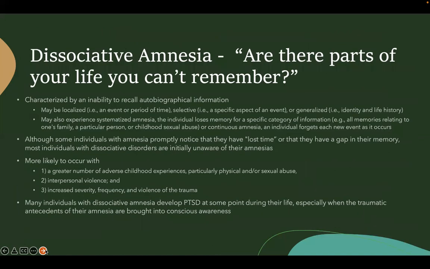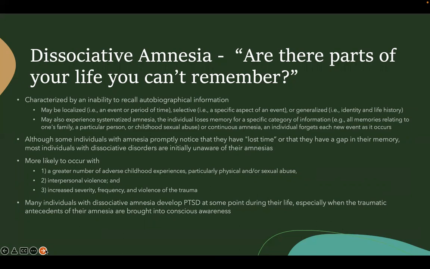All right, so dissociative amnesia. A screening question here is, are there parts of your life you can't remember? Dissociative amnesia is characterized by an inability to recall autobiographical information. So the amnesia may be localized, meaning it's specific to an event or a period of time. It may be selective, so there may be an even more specific aspect of an event that they don't remember. Or it can be generalized, which means it's a global experience of amnesia. So they don't remember their identity. They don't remember really anything about their life history.